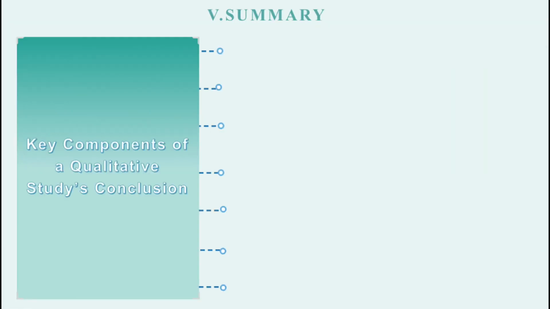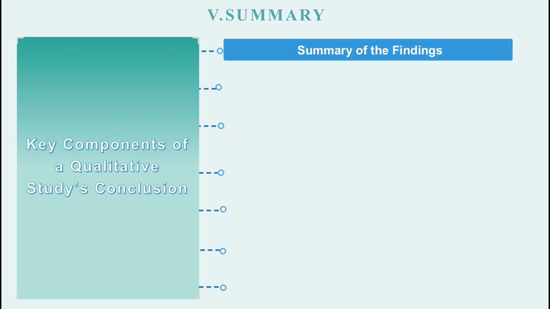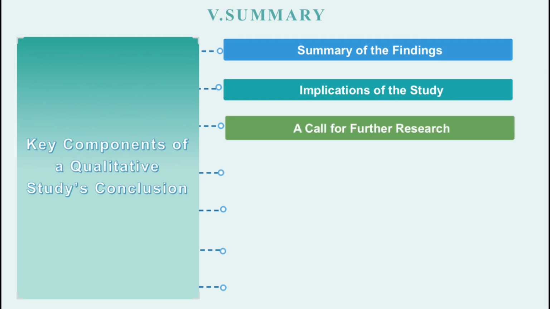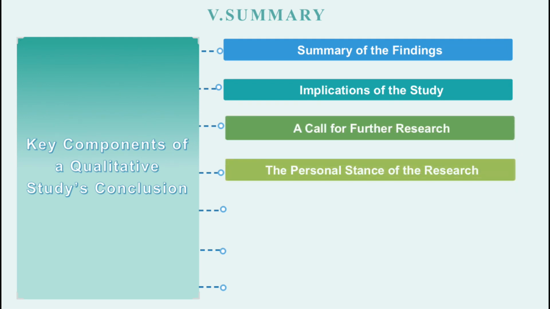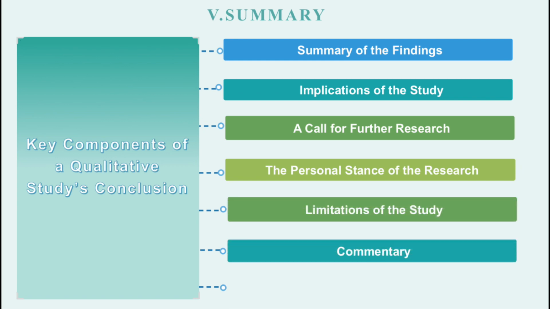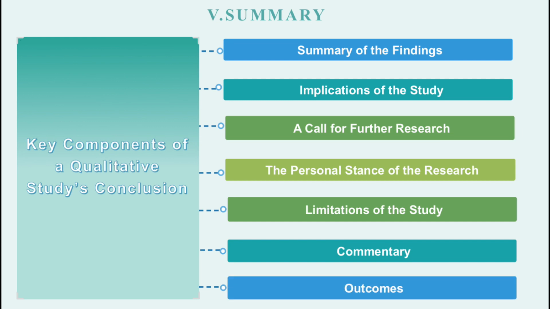5. Summary. In this chapter, we've talked about how to conclude a qualitative study and write a conclusion section. The conclusion section can include a summary of the findings, implications of the study, a call for further research, the personal stance of the researcher, limitations of the study, commentary that relates to the outcomes, and the outcomes that reflect the type of research tale being told.